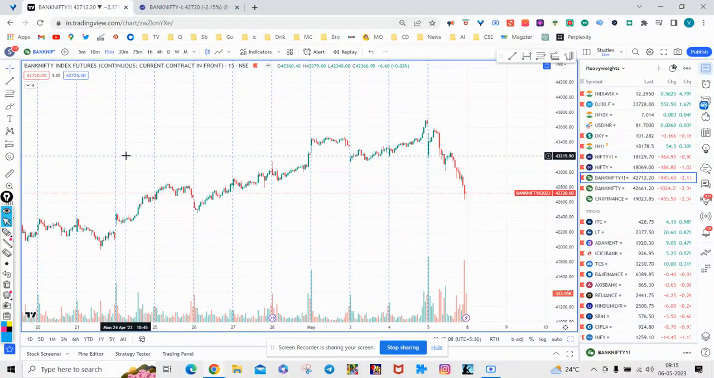So, welcome to this short video to understand yesterday's Bank Nifty move and how, with the help of order flow and certain basic concepts, we could have understood what is happening in the market. So, first, as we can see, this is a 15-minute time frame chart of Bank Nifty futures.